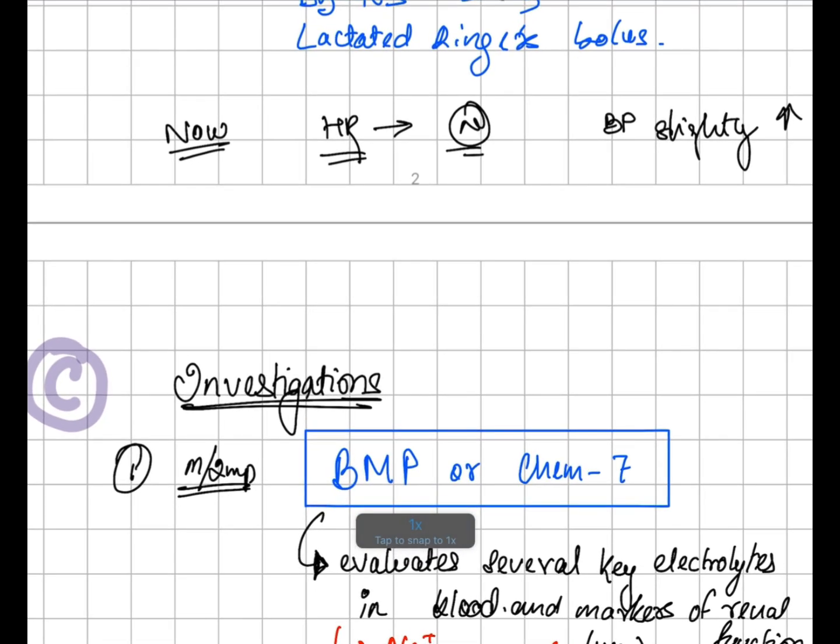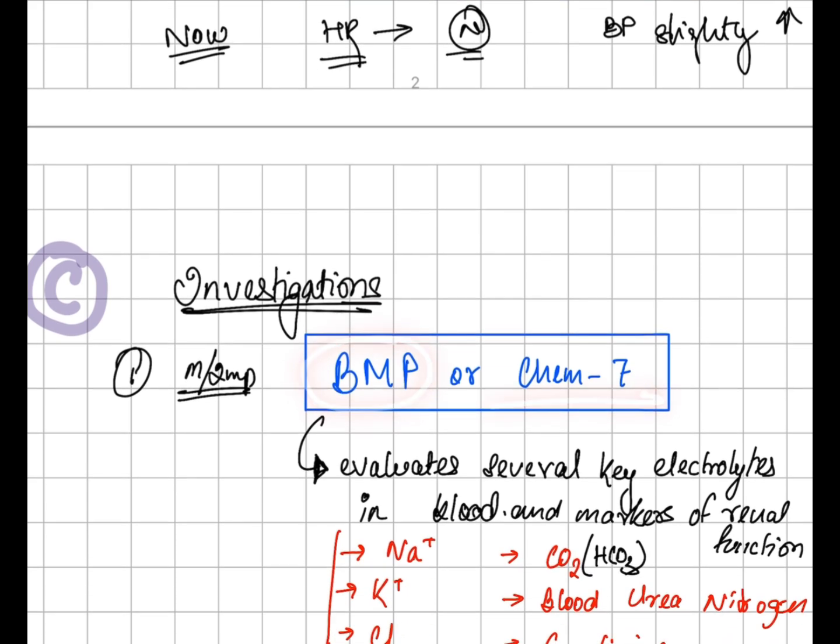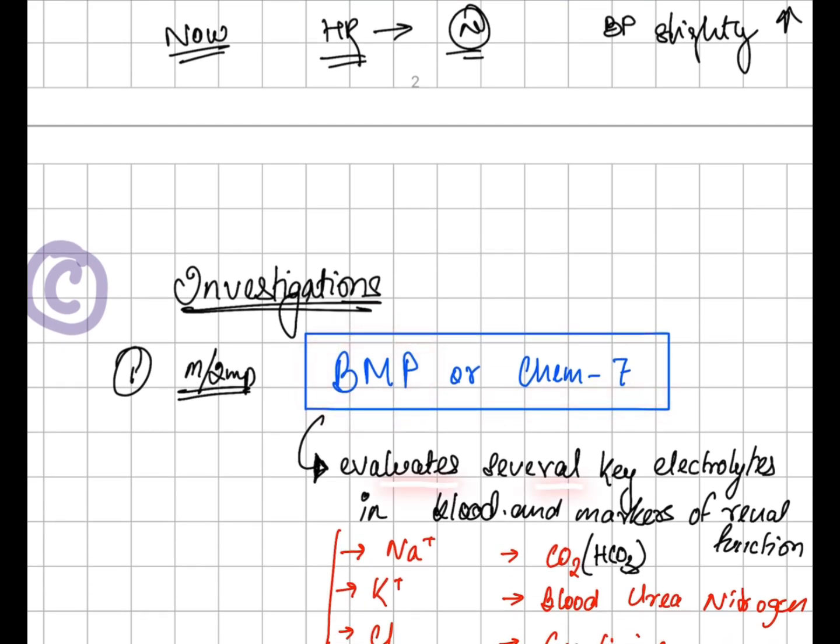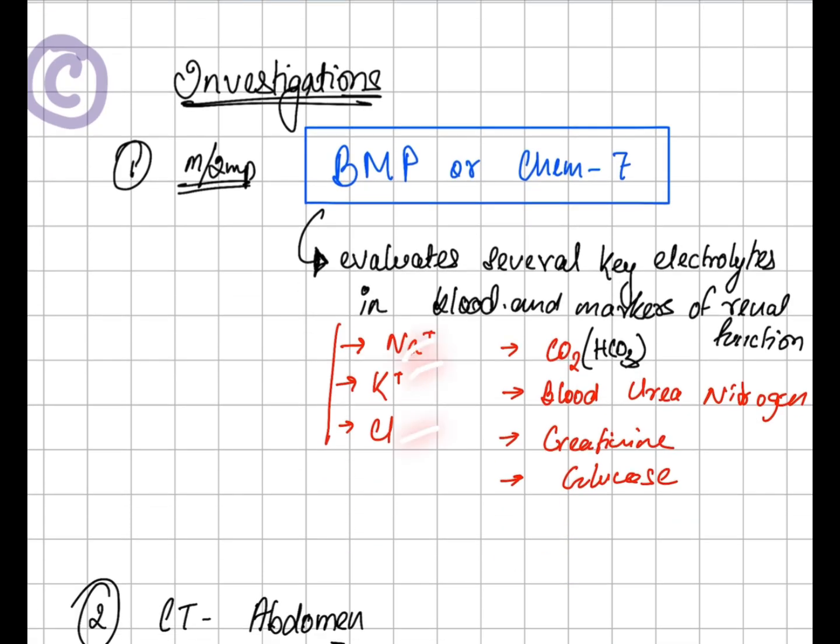Most important, before doing anything we must check the BMP or chemistry 7. This evaluates several key electrolytes in blood and markers of renal function. It shows us the condition of 7 important parameters in our body: sodium, potassium, chloride, bicarbonate, blood urea nitrogen known as BUN, creatinine and glucose. These are the 7 checks.